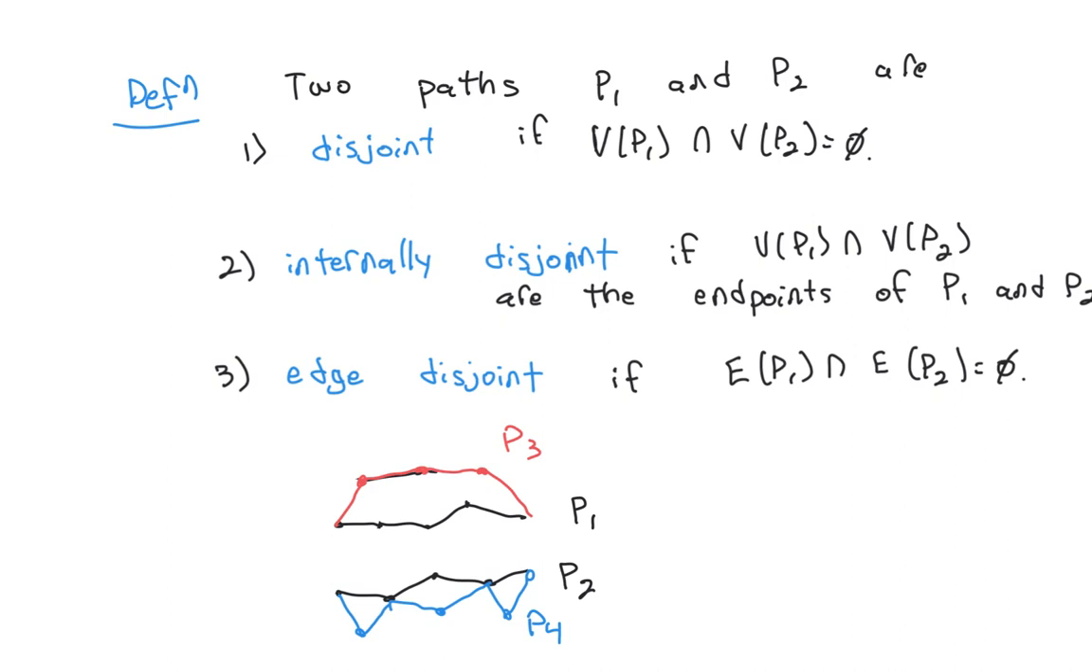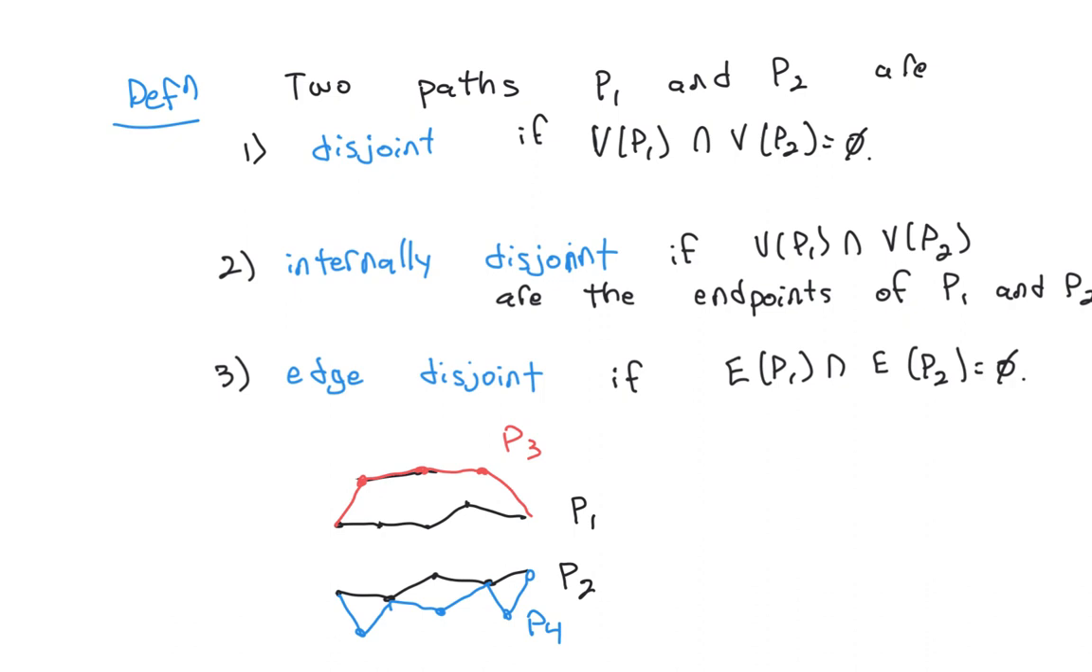All right, so now we start with some definitions. Suppose we have a fixed graph G. Two paths in that graph are called disjoint if they have no vertices in common. So for instance here, P1 and P2 are disjoint because they have no vertices in common. We'll say that the two paths are internally disjoint if they only intersect in the endpoints of the two paths. So for instance, P1 and P3 are internally disjoint. The starting and ending point are the same, but all the other vertices are different.